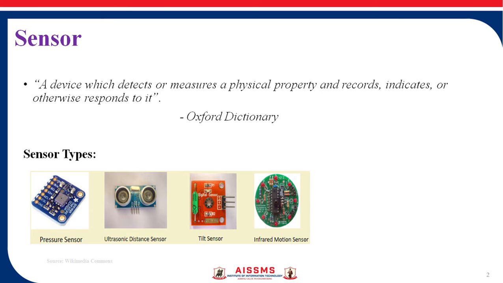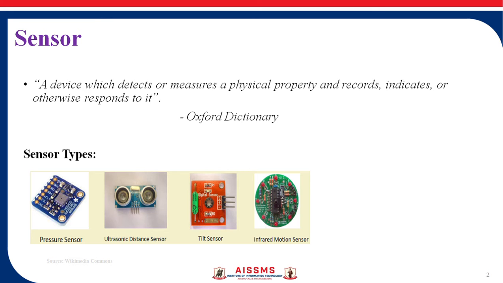Next, we will see some of the types of sensors. We have light sensor, temperature, force, position, speed, sound, chemical. I have given some pictures of the types of sensors here. As a pressure sensor, we have ultrasonic distance sensor, tilt sensor, infrared motion sensor, and so on.